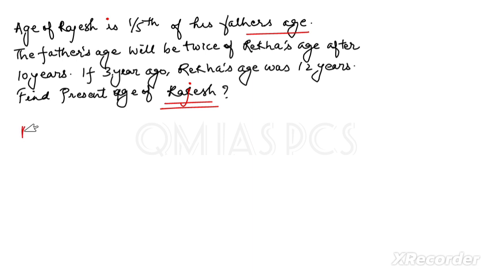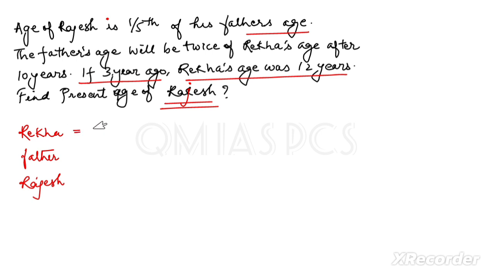Here you can see Rekha is there, their father is involved, and one more person, that is Rajesh. Whatever data is given, whatever the statement is given, based on that you can write. So here you can see, if 3 years ago Rekha's age was 12 years, you can say Rekha's age was 12 years.